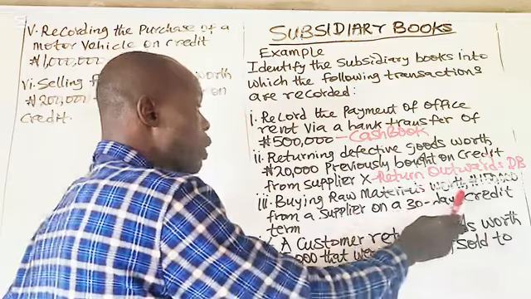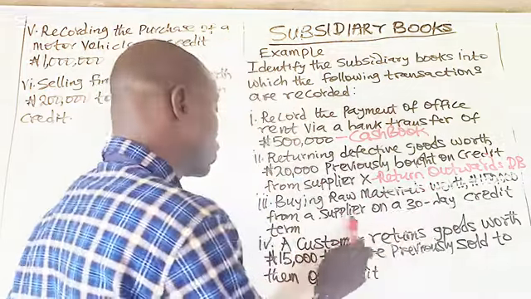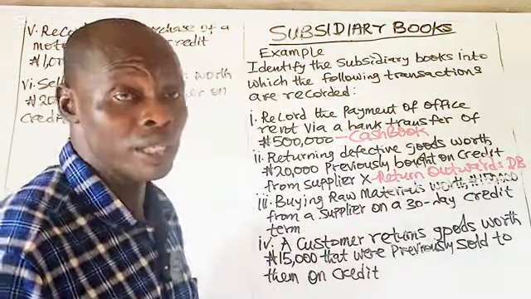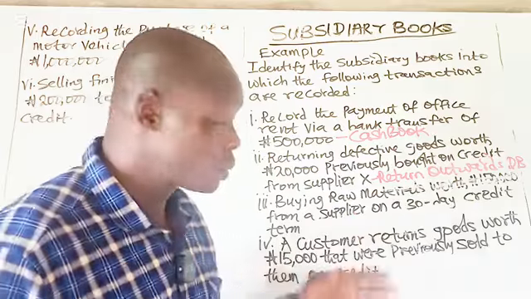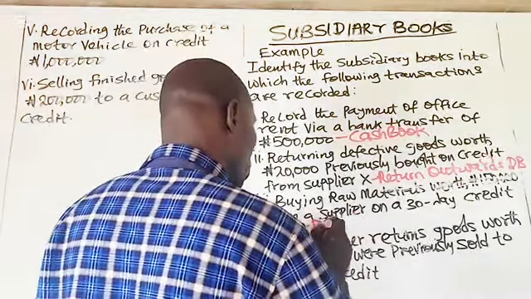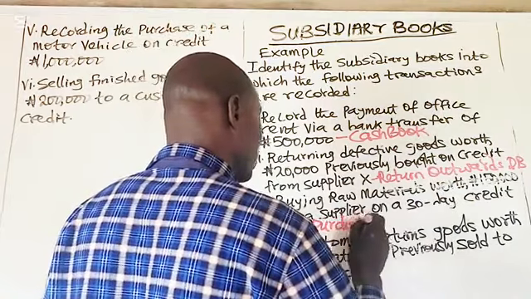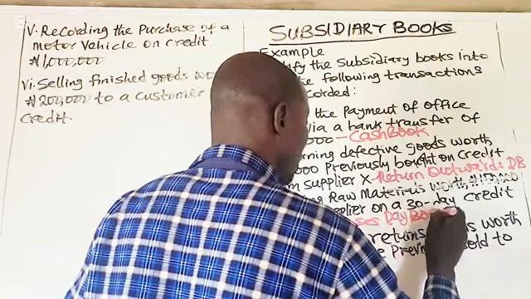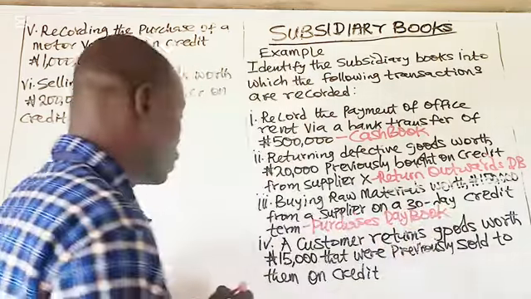3. Buying raw materials worth 150,000 naira from a supplier on a 30-day credit term. The goods were bought on credit from suppliers. Goods bought on credit, that is purchases daybook. That goes into the purchases daybook or purchase journal.